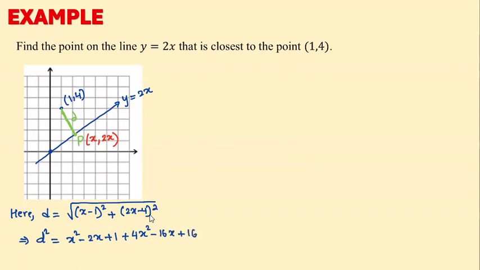Let's call this a function f, which is equal to 4x squared plus x squared, that is 5x squared, then minus 2x minus 16x, that's minus 18x, and then plus 1 plus 16, right? That is a 17. So we want to minimize this. For the distance to be minimized, we want to minimize that. So the next step is we need to minimize the function f.